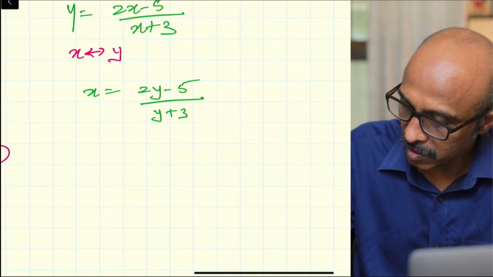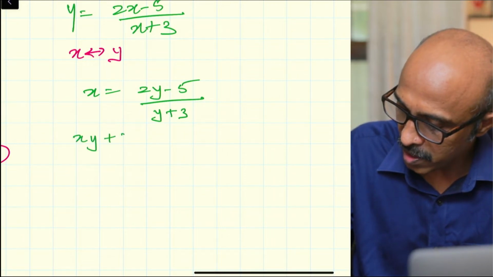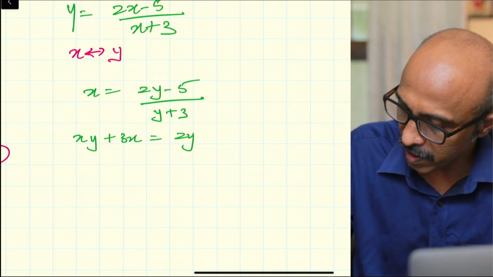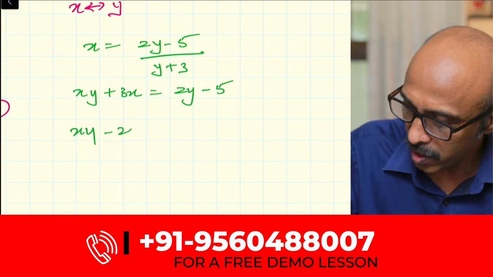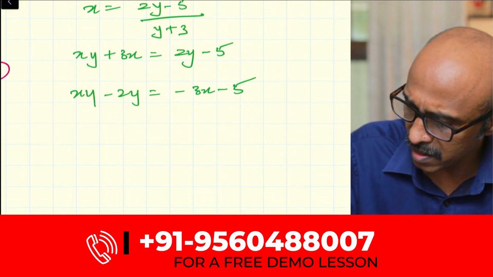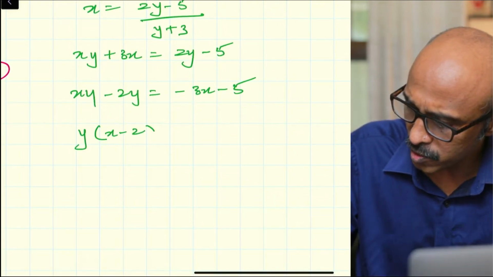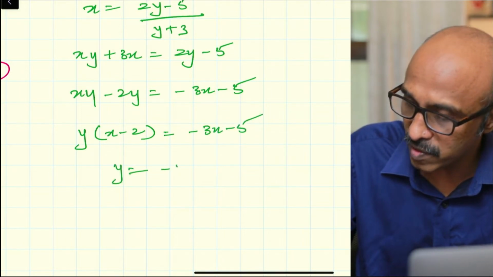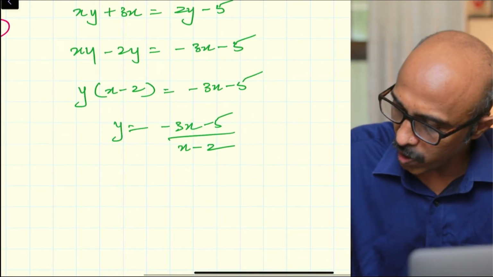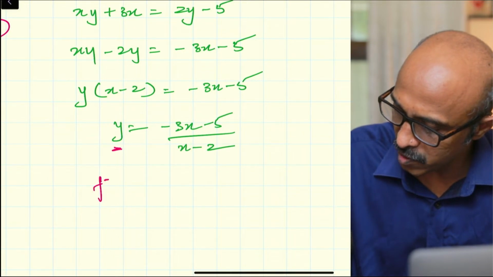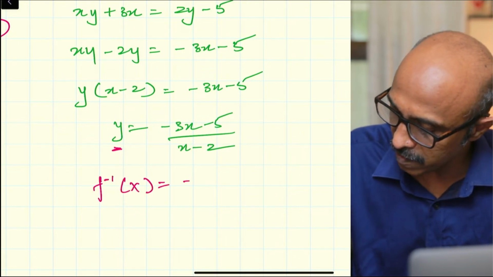Now let's cross multiply to get xy plus 3x is equal to 2y minus 5. We'll bring the y terms to the left hand side, so this becomes xy minus 2y is equal to negative 3x minus 5. Factoring y gives us y times x minus 2 equals negative 3x minus 5, and y must be equal to negative 3x minus 5 over x minus 2. This new y that we have found should be the inverse of the function, and that's another rational function, negative 3x minus 5 over x minus 2.